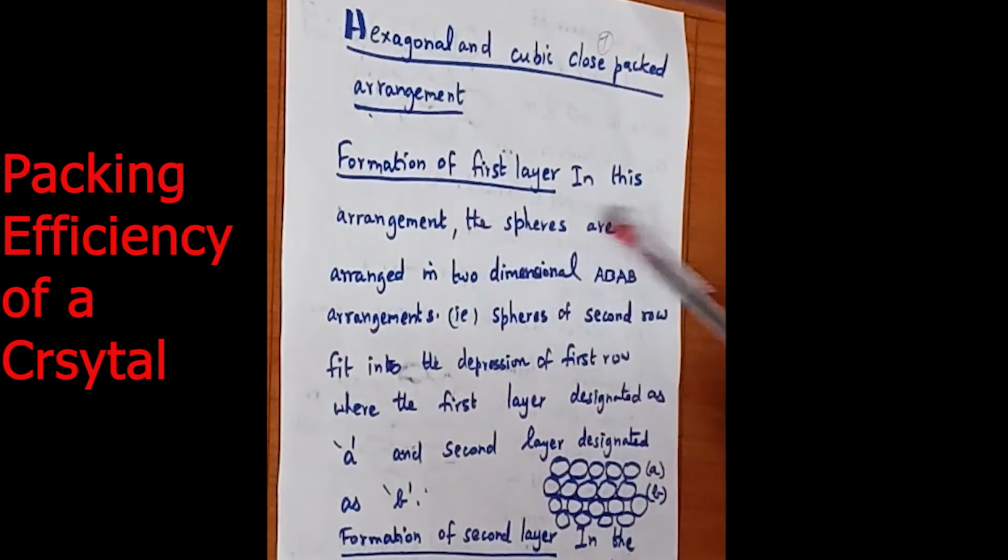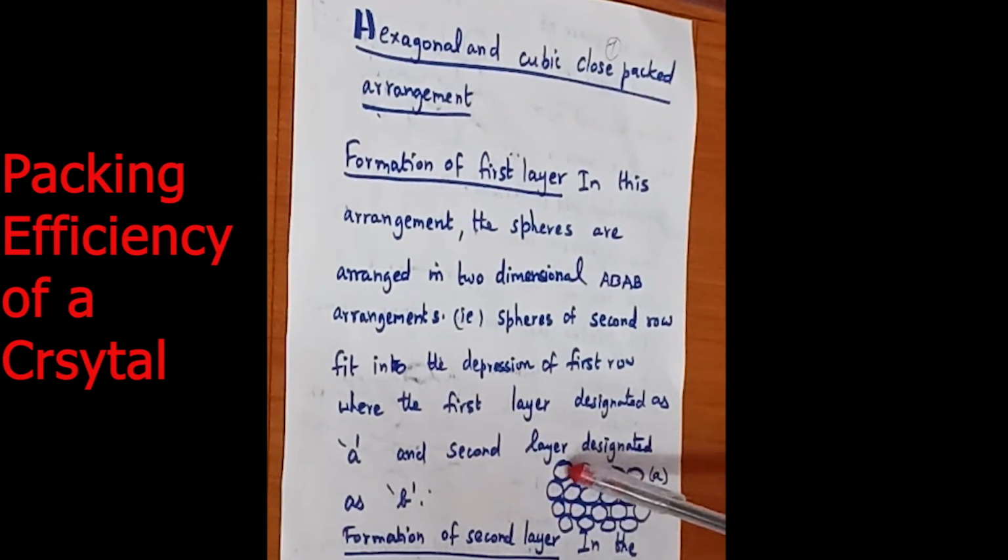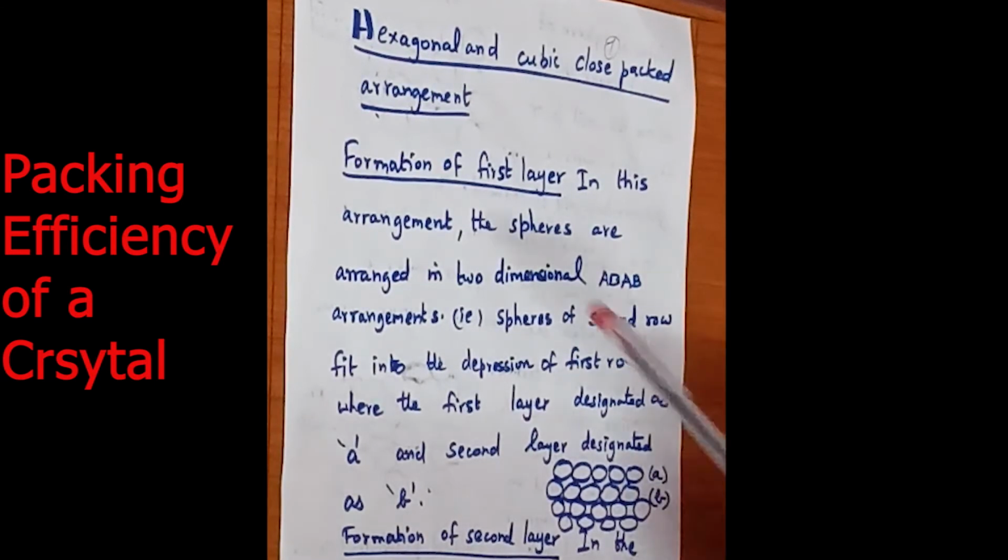So in the arrangement of the first layer, the spheres are arranged in a 2-dimensional AB arrangement. So this is A. First row is A and the second row in the crystal is B. So these are all constituent spheres or atoms which are arranged in the crystal in a two-dimensional way. So first row, second row. The first row is designated as A, and the arrangement of atoms in the second row is designated as B. So yeah, the first layer.